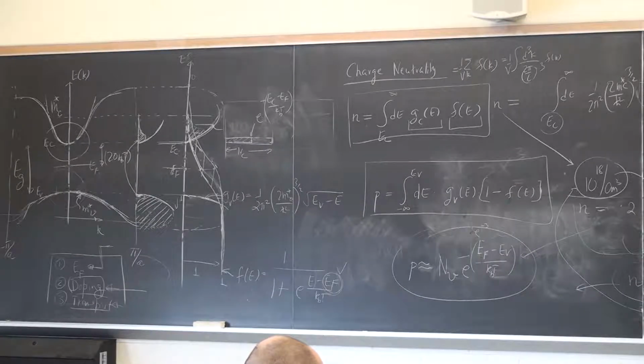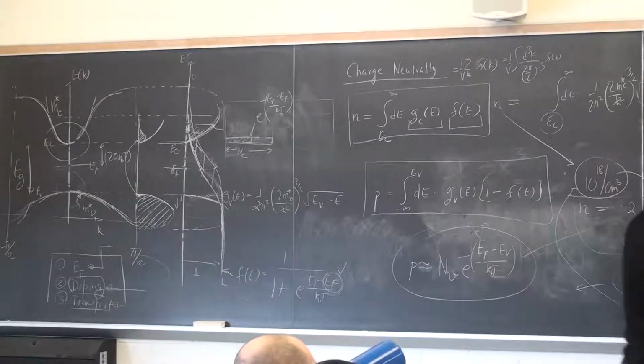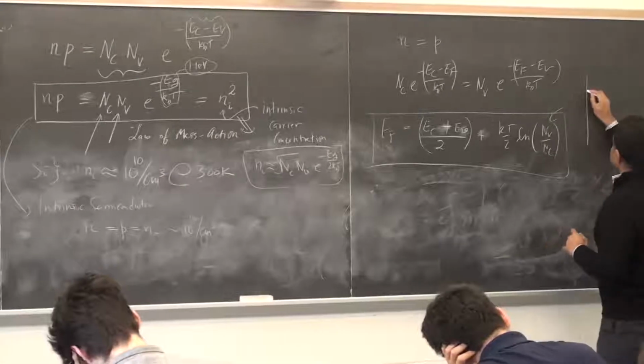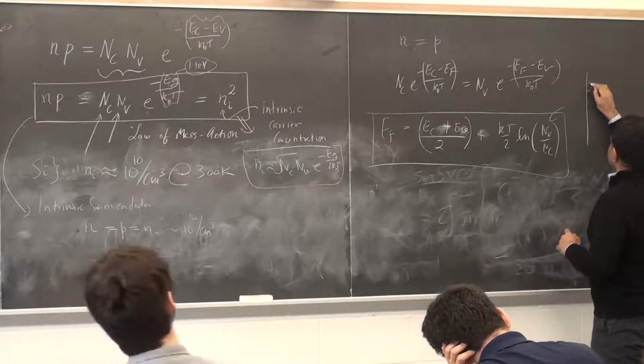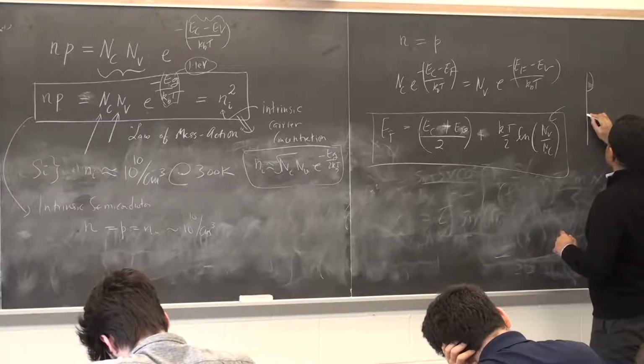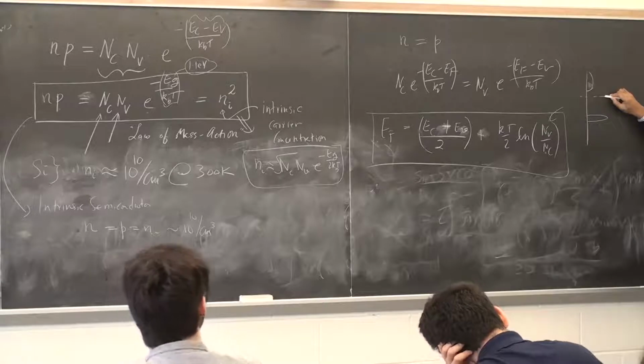If NV increases, then EF moves further away. It should go up, right? Yeah, away from the valence band. So whichever DOS starts dominating, the Fermi level moves away from it. So let's say conduction band DOS is low, and valence band DOS is very high. Then the Fermi level will be somewhere there.